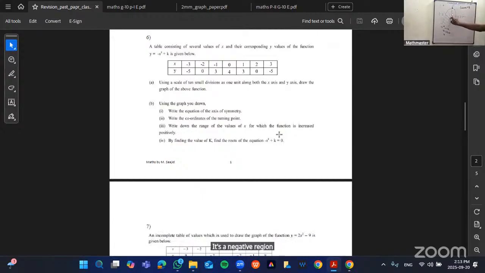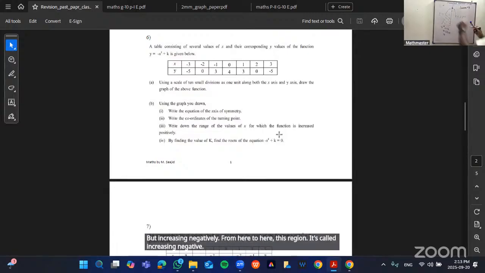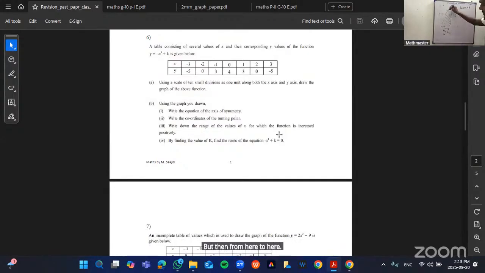So this region in black is called increasing negatively. From here to here, this region is called increasing negatively. But from here to here, it should be increasing positively. Then here to here, it's decreasing, but in the positive region, so it's decreasing positively. Then from here to here, this part is decreasing negatively. So those four regions you have to identify.